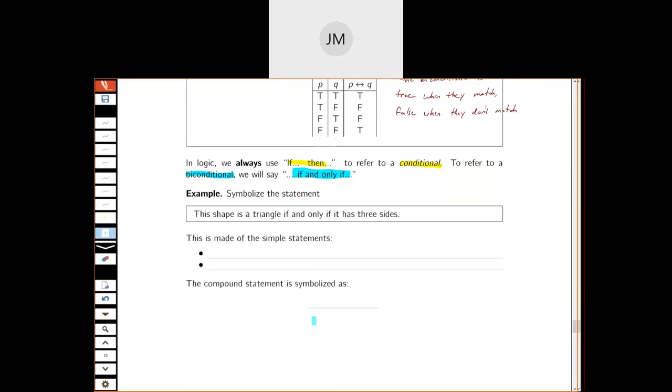All right. So let's look at an example. Here's a statement: this shape is a triangle if and only if it has 3 sides. So my simple statements, I could start with a statement P, and I'll say this shape is a triangle. And then my other statement Q would be this shape has 3 sides.